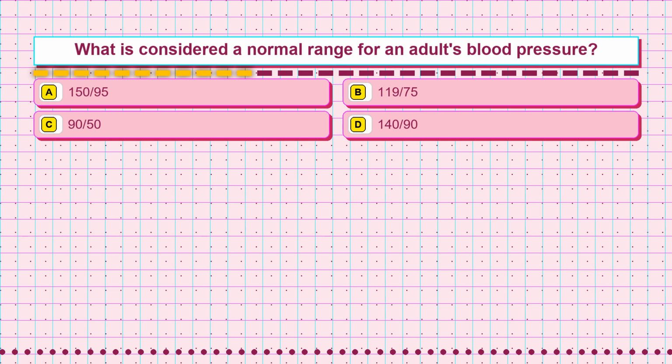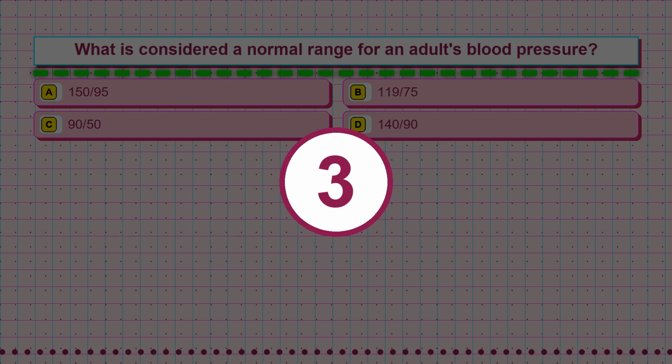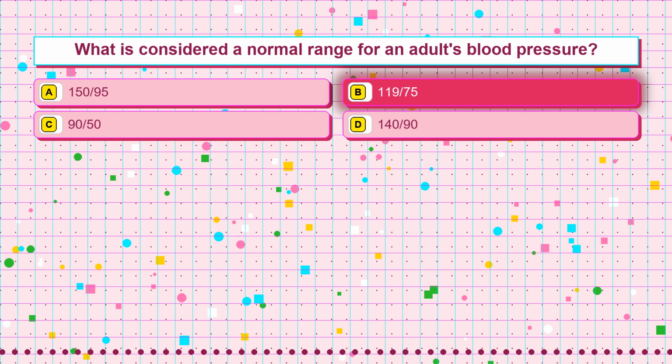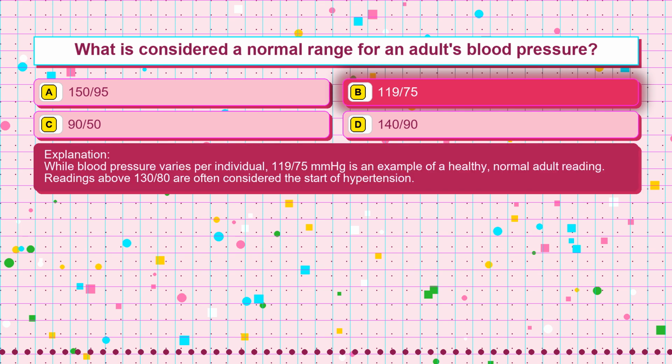Option A. 150/95. Option B. 119/75. Option C. 90/50. Option D. 140/90. The correct answer is option B, 119/75. While blood pressure varies per individual, 119/75 mmHg is an example of a healthy, normal adult reading. Readings above 130/80 are often considered the start of hypertension.